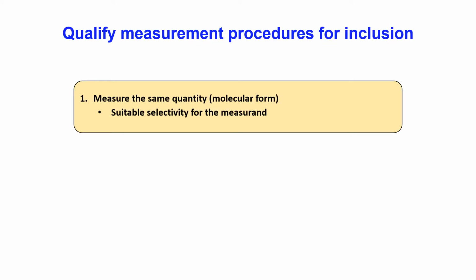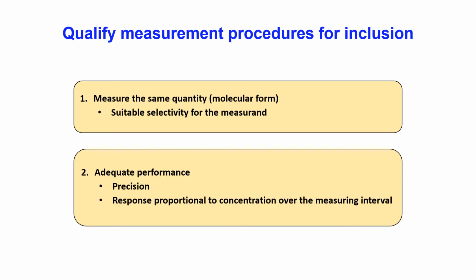The first requirement in a harmonization protocol is to qualify measurement procedures for inclusion. First step in that is to ensure measurement procedures measure the same quantity or the same molecular form of the measurand, meaning they have suitable selectivity for the measurand. The second key component is that measurement procedures have adequate performance. Their precision or repeatability is acceptable, and the response is proportional to concentration over the measuring interval.